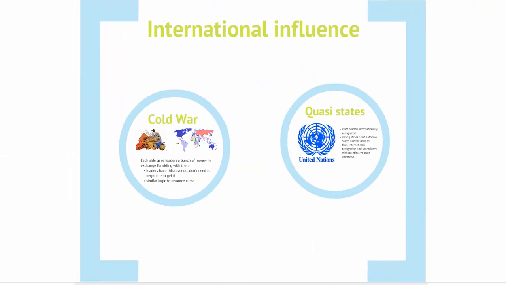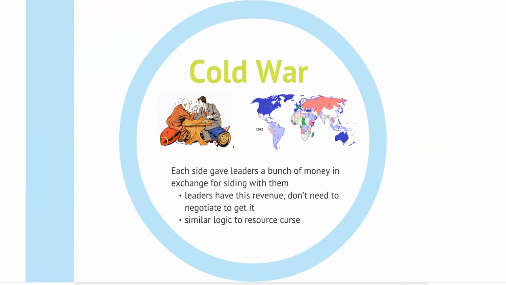The international system also kind of works this way. For instance, during the Cold War, the United States and the Soviet Union both bought off leaders of various weak states, providing them with a stream of revenues they had exclusive control over, just like oil or diamond revenue. They provided this revenue in exchange for their geopolitical support in the Cold War.